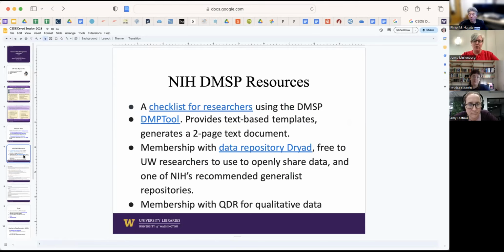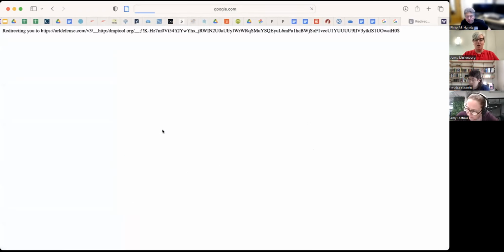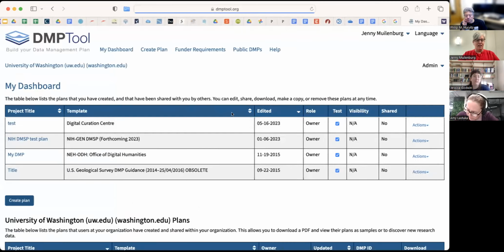I did want to point out that the university provides access to something called DMP Tool. It is a text-based system that allows you to put in the information you need to create a DMP. It walks you through the different sections of the NIH DMP, you fill them in, and it generates a two-page document. I will show that for a second because I think it's helpful to see what it looks like.